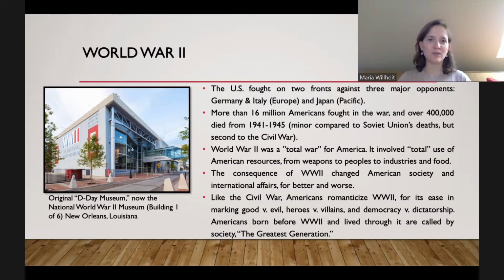But like the Soviet Union, we also had a tendency to romanticize World War II. It was a great war in terms of making us the good people, the Germans, Italians, the Japanese evil people. There was a whole nice story of heroes versus villains, good versus evil, democracy versus dictatorship. And I'm not saying that this is wrong.